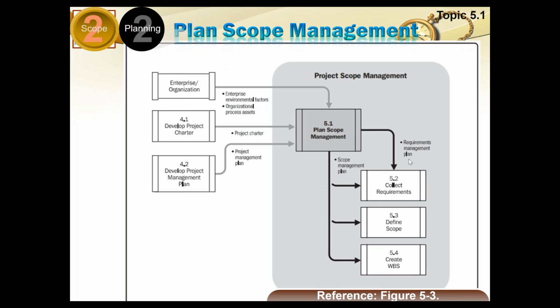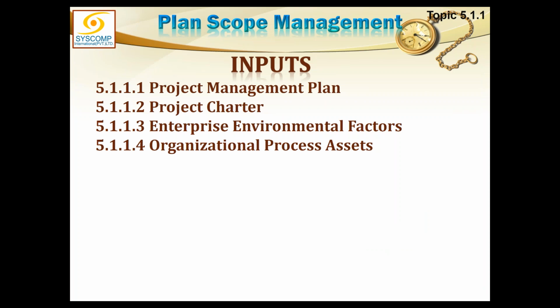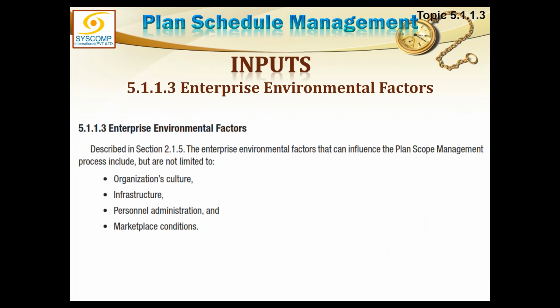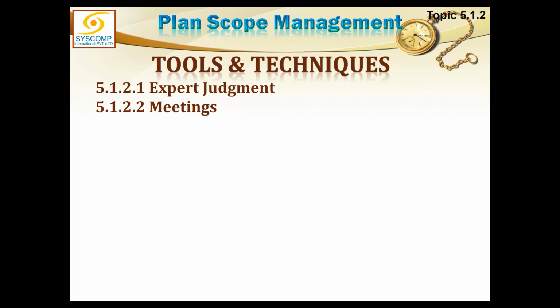These two management plans are not required by any other process in project management. The story ends here, because from there onwards we will produce something else. Some other outputs will come out of it, which would then subsequently be input into the subsequent processes. So this is all about the scope management, plan scope management. The inputs, as you have seen, there are the four inputs. Then we have got two tools and techniques.